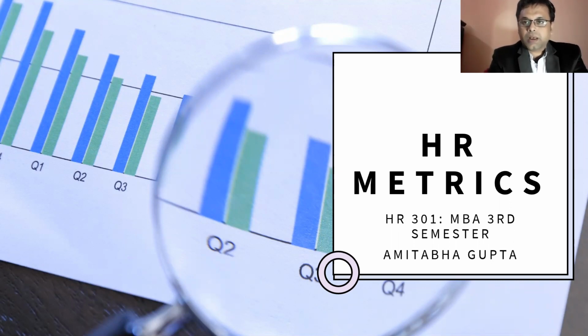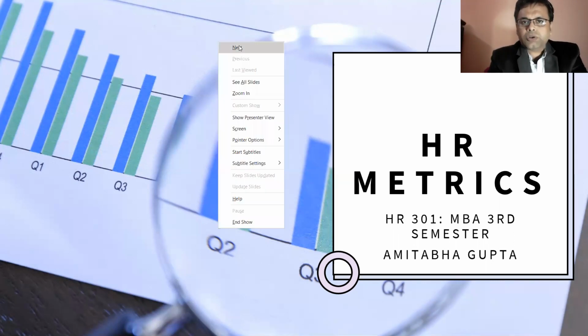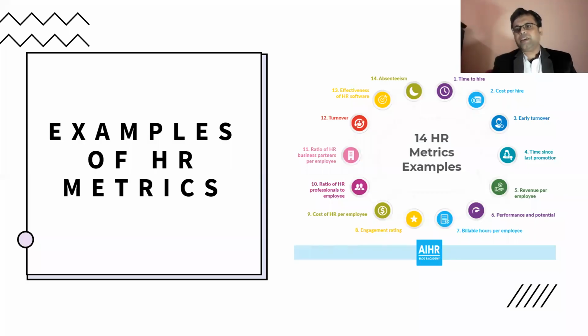In this section we are going to discuss 14 specific metrics. There are several metrics actually, but in this section we are going to discuss the most important 14 metrics, and these 14 metrics have been divided into three parts. So what are those three parts?